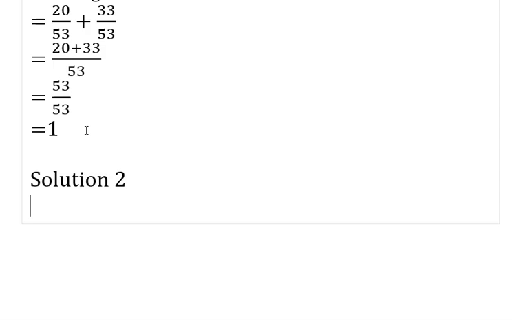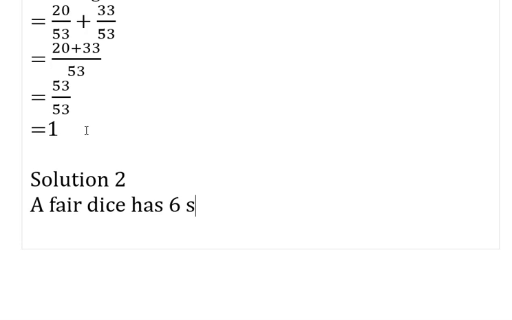Awesome. Now, a fair die has 6 sides. We are aware of that. Okay, let's put it down for record purpose. A fair die has how many sides? 6 sides. We are aware of that.